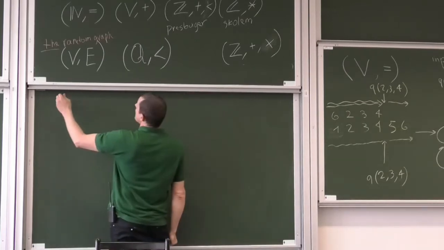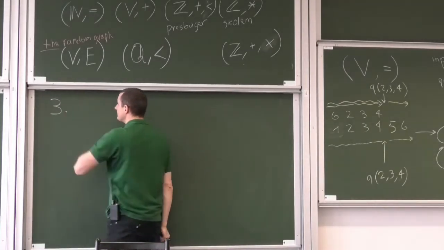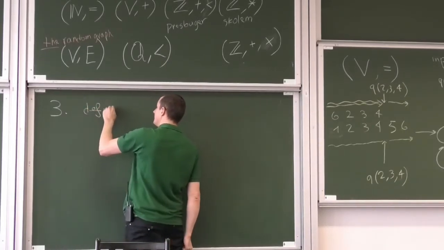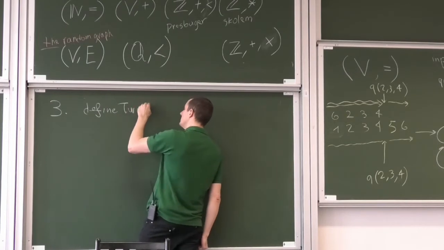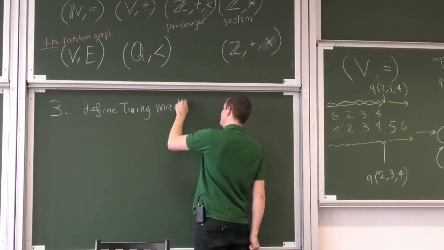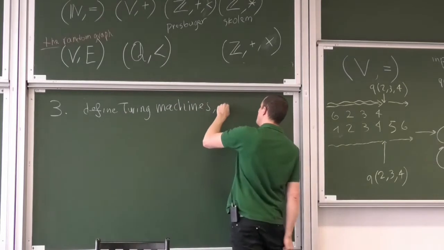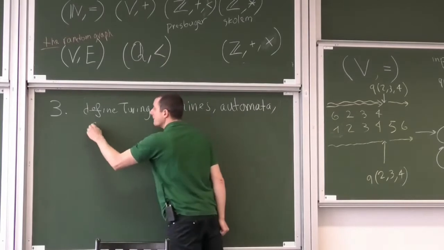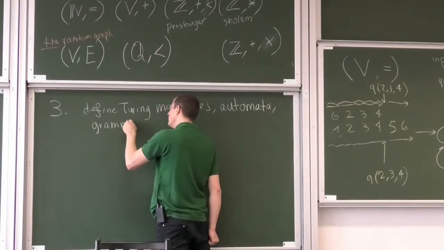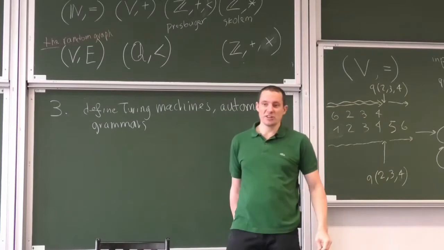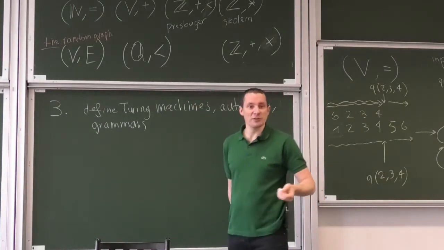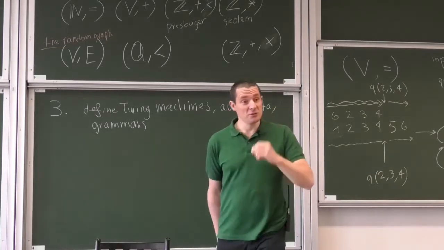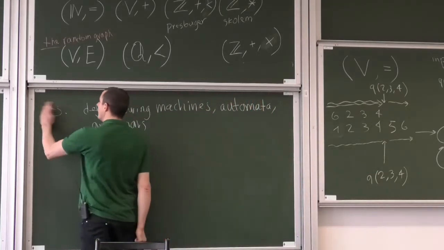That's the data, and step 3 is define Turing machines, automata, grammars. You can see my background is in automata theory. Yes? Is there a step 2? Thank you. I was wondering why my steps are wrong.